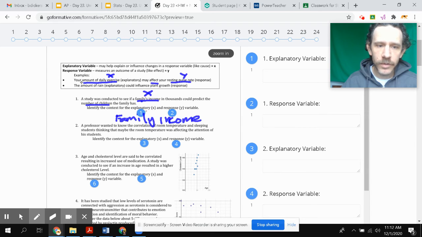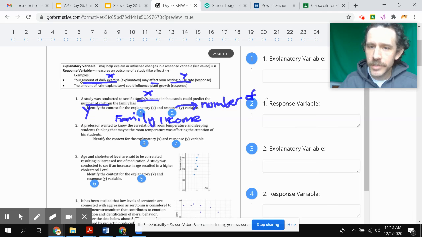So that's my answer to number one, which leaves the outcome as number of children. You write that out. So instead of saying X and Y, we're actually talking about real life context. And that's what you would write.